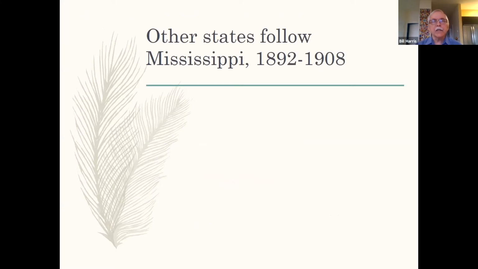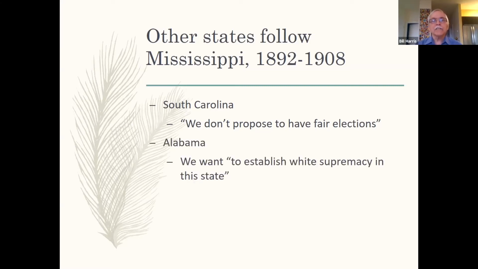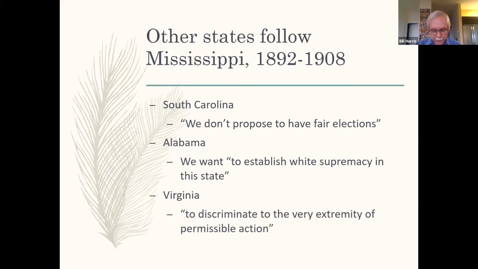And it's interesting to see what the people in these conventions were saying openly. They couldn't write in the law that we're denying black people the right to vote. That would have been unconstitutional. But when they were debating in the conventions themselves, they had no compunction about being very open about what they were doing. In South Carolina, for example, one of the leaders of the whole effort said, we don't propose to have fair elections. In Alabama, we want to establish white supremacy in this state. If that had been in the law, it would have been outlawed by the Supreme Court, but they didn't put that in the law. In Virginia, we want to discriminate to the very extremity of permissible action. State after state, eventually all the former Confederate states instituted one form or another of these voting restrictions.